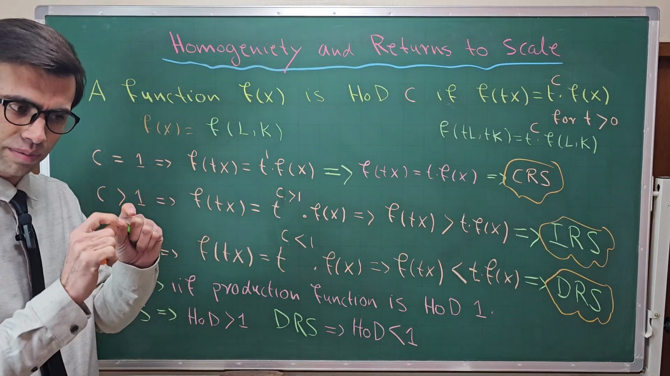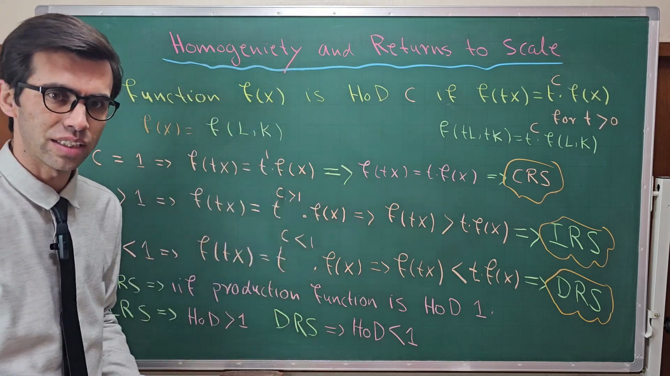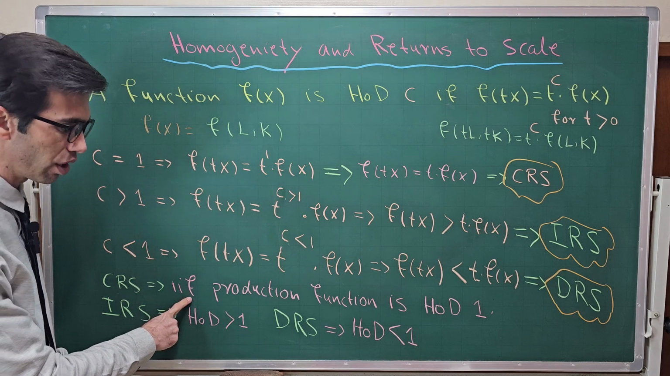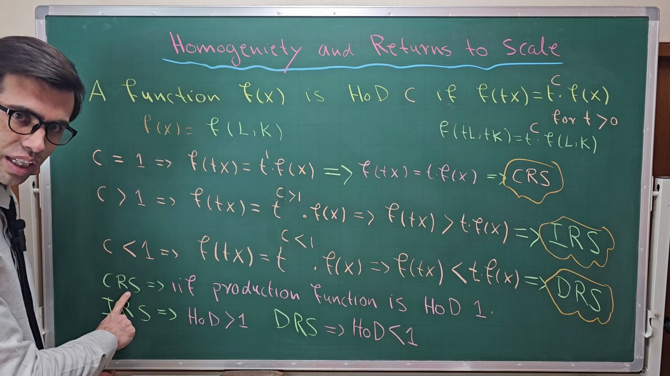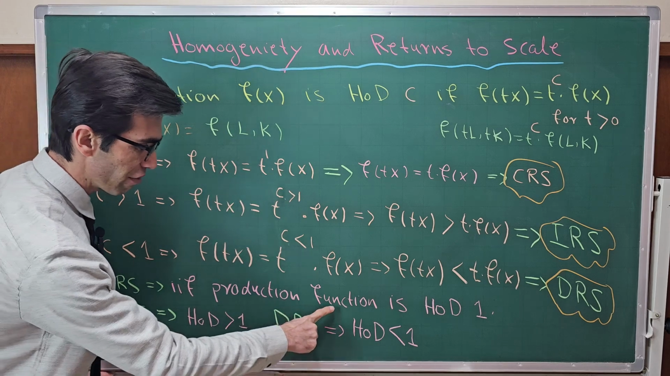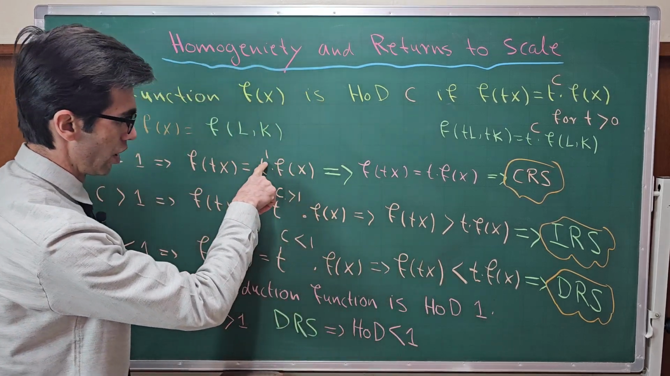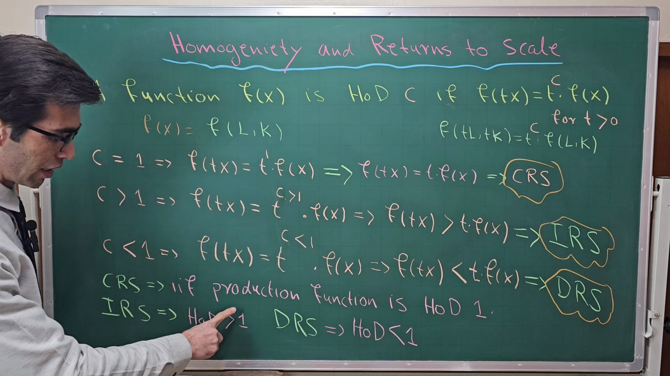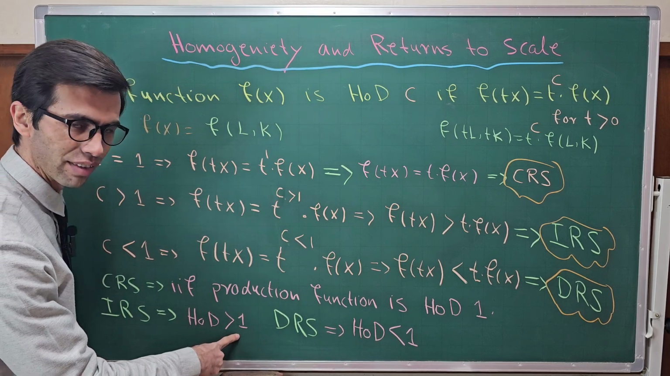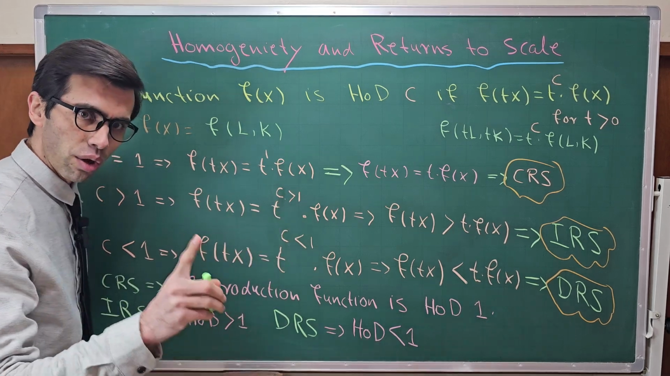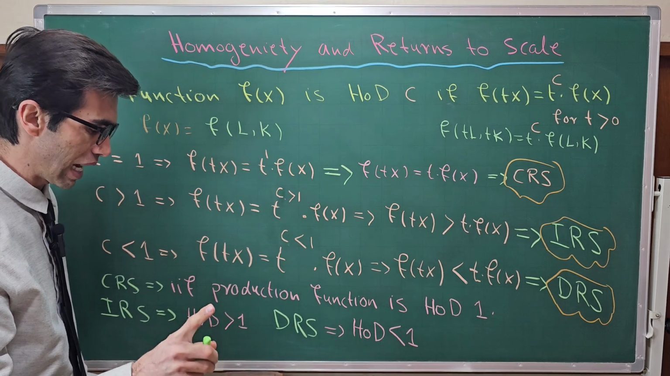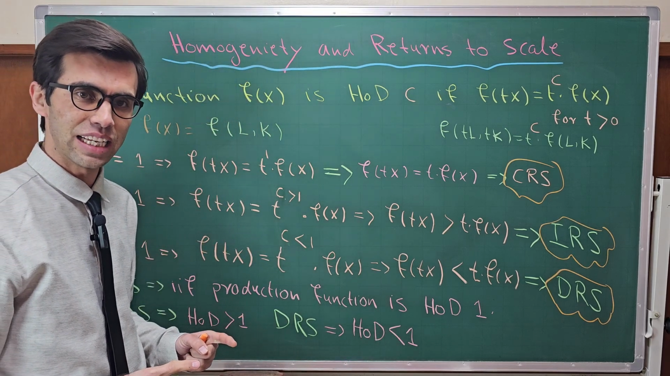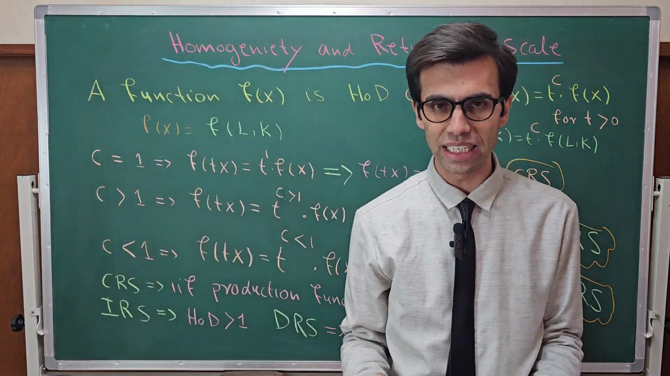As a final thought, let's summarize the relationship between homogeneity and returns to scale. We have a constant returns to scale production function if and only if. Remember that. We have a constant returns to scale production function if and only if the production function is homogeneous of degree 1. And we have increasing returns to scale if the production function is homogeneous of degree greater than 1. In this case, c is greater than 1. And we may have decreasing returns to scale if it's homogeneous of degree less than 1. So this is the relationship between homogeneity, or homogeneous of degree, and returns to scale.